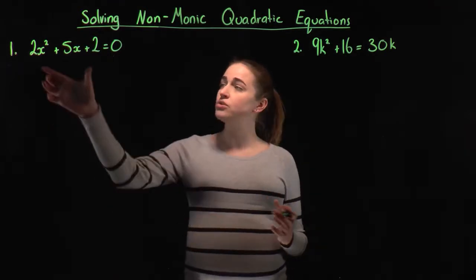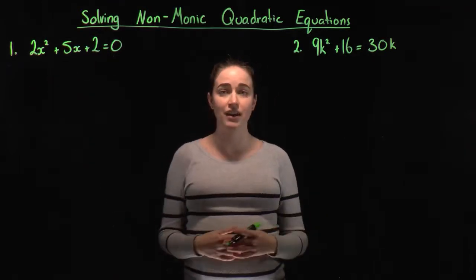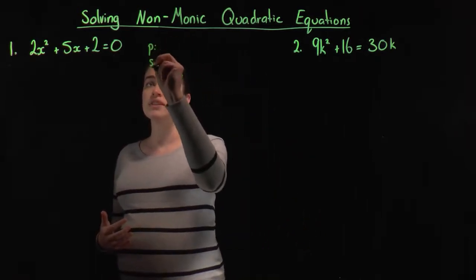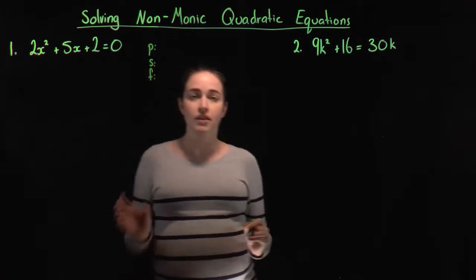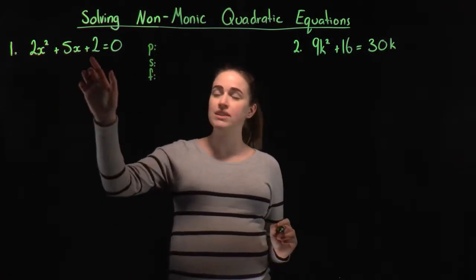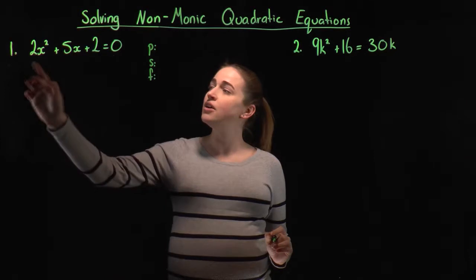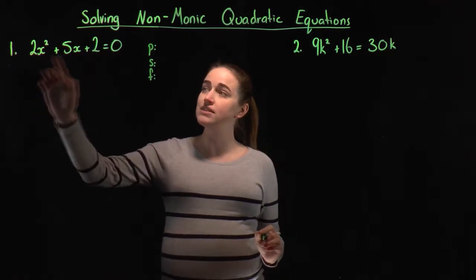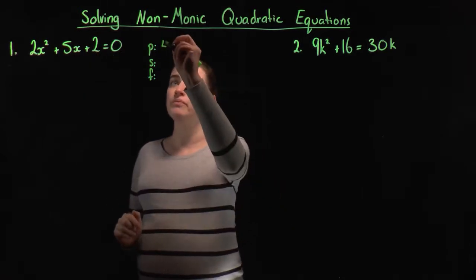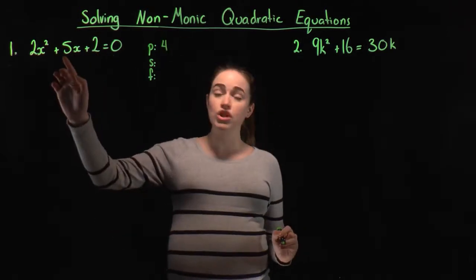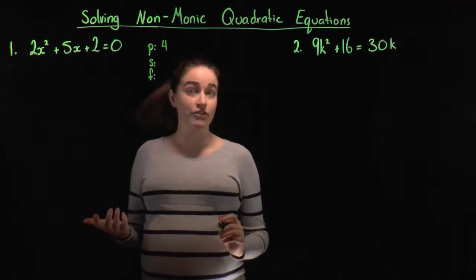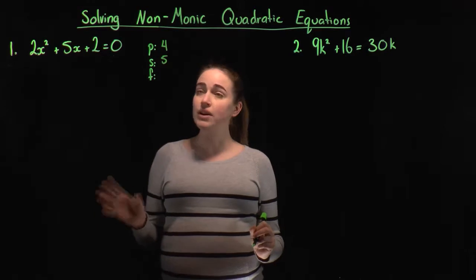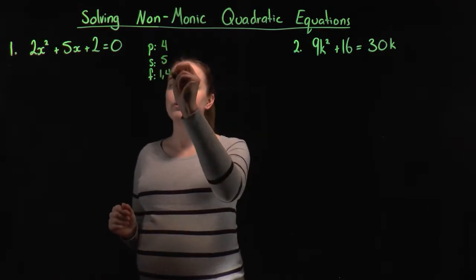So the first thing we want to do in this one is factorize this left-hand side, and we're going to use the PSF method. So product, sum, factors. Now remember with non-monics that the product isn't just the constant term on the end. We have to multiply the coefficient of the squared term by that constant. So in this case it's our 2 times 2 would give us our 4. The sum is still just the coefficient of our x term, so that's going to be a 5 in this case. So for this one our factors would be 1 and 4.